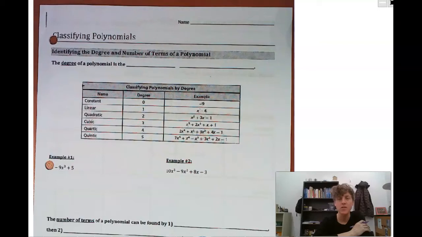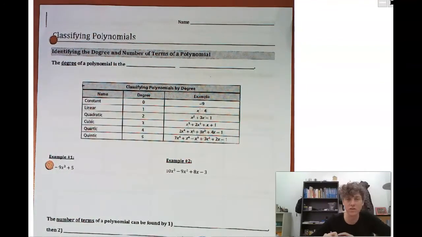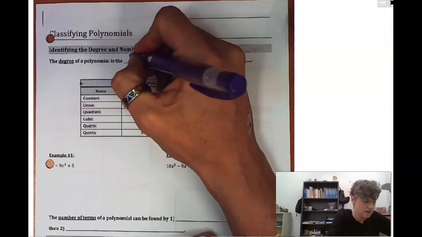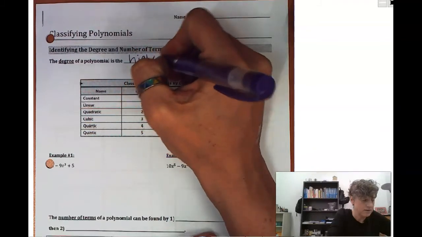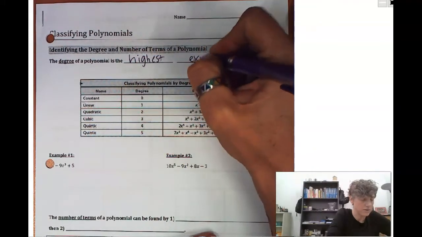What's up, scholars? Today we're talking about classifying polynomials, and we're going to talk about end behavior of polynomials. Classifying polynomials. First way we classify the polynomial is identifying its degree. And the degree of a polynomial is just its highest exponent.